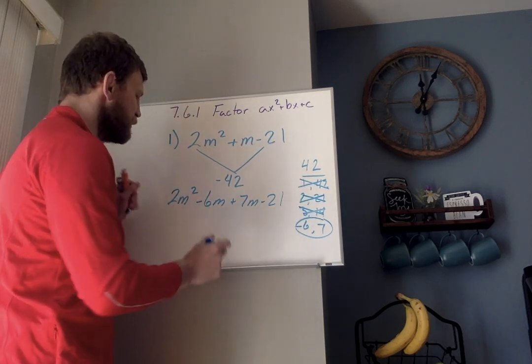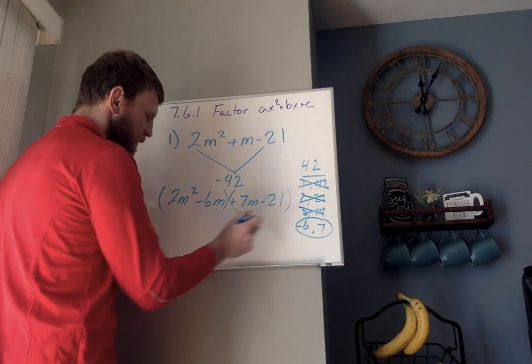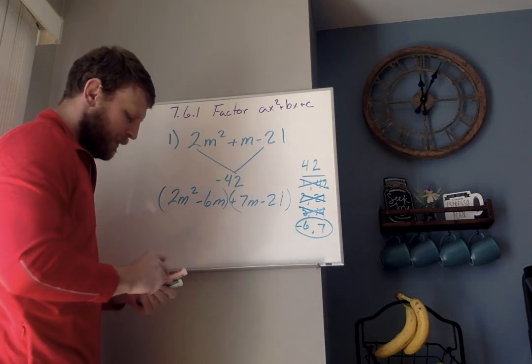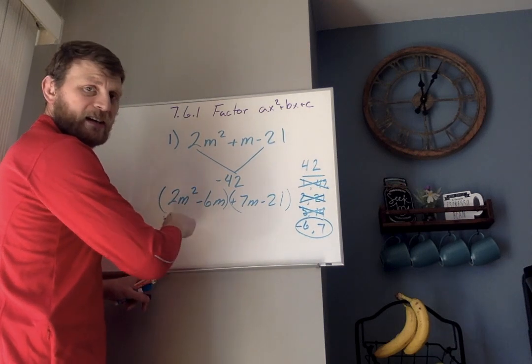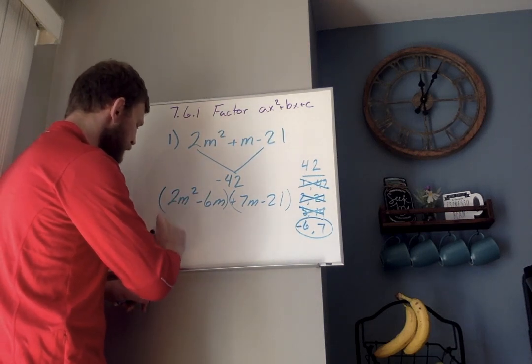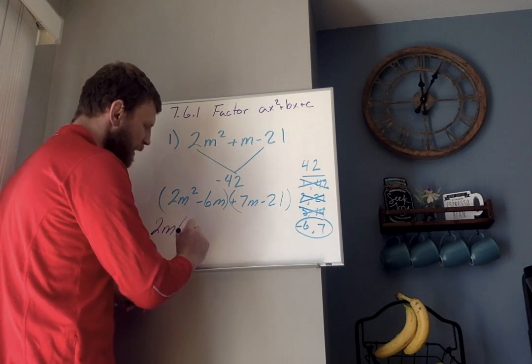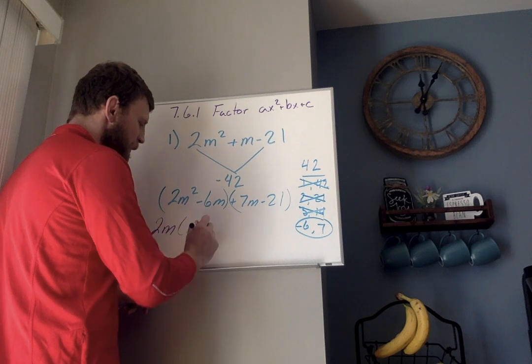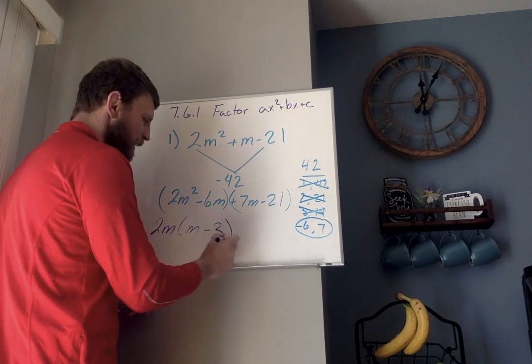And now, here's what I'm going to do. I'm going to look at the front. I'm going to look at the back. Okay, notice I grouped them. Here, what do they have in common? A 2 and an m. So I'm going to pull that 2m out. 2 divided by 2 is 1. M squared divided by m is m. Negative 6 divided by 2 is 3. M divided by m, well, they cancel.